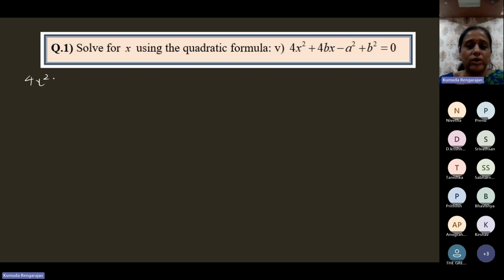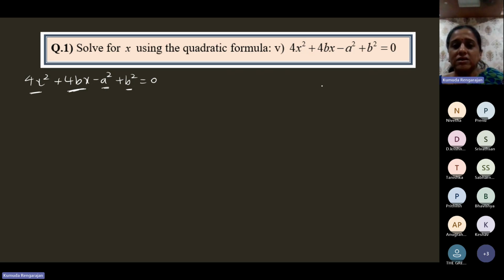We have 4x squared plus 4bx minus a squared plus b squared is equal to 0. Now what you observe here is this is a perfect square. 4x squared is a perfect square. A square is a perfect square. B square is a perfect square. 4bx is not a perfect square. So we'll consider this as the middle term.